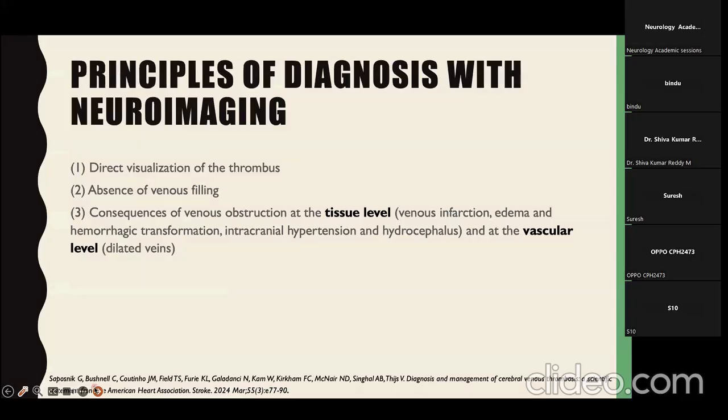The principles of diagnosis with neuroimaging: neuroimaging helps in direct visualization of thrombus and absence of venous filling, and the consequences of this obstruction at tissue level and vascular level. At tissue level, you can see venous infarction, edema, hemorrhagic transformation, intracranial hypertension, and hydrocephalus. At vascular level, we can see dilated veins due to the obstruction of the other thrombosed veins. This is mainly due to collateral formation and engorged dilated veins and collaterals.